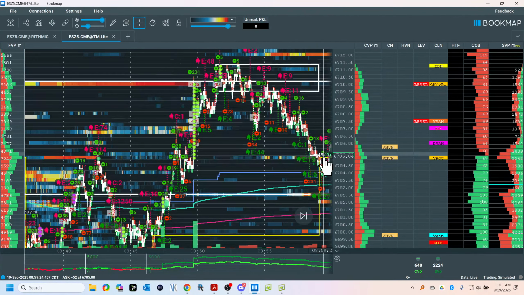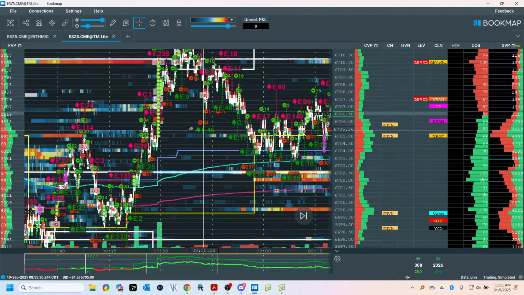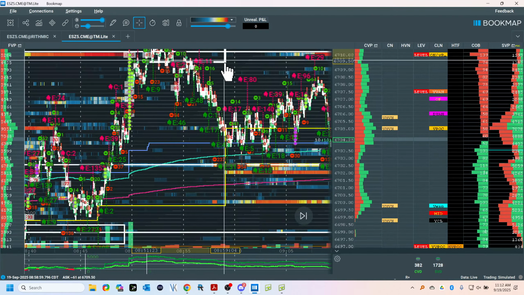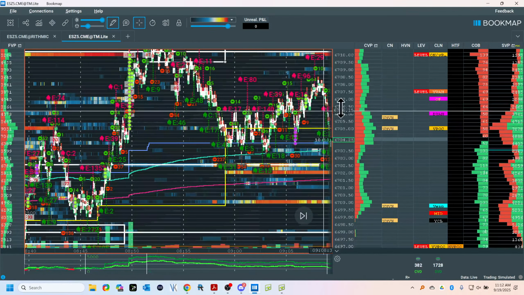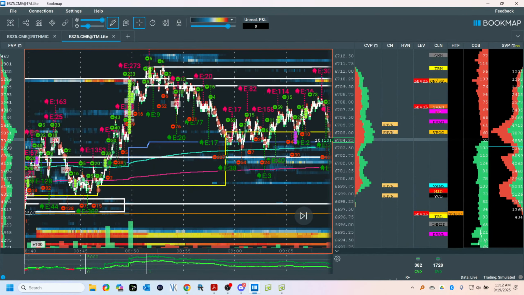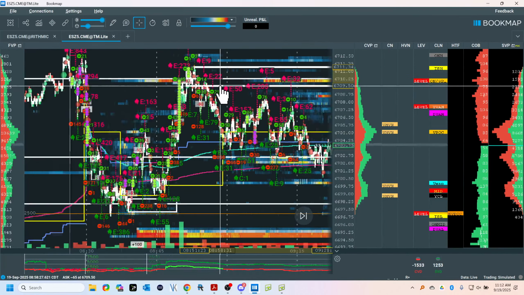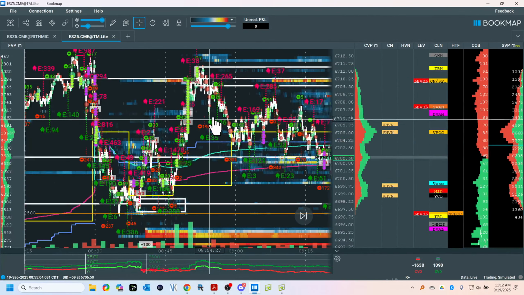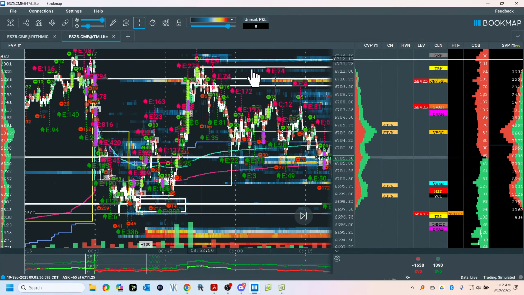Now it's here. Variable high volume node. Watch the behavior. Now this is my resistance. I got to extend this thing. I'm waiting for Bookmap to actually get around to making some changes to these tools, so once we put this thing on, I don't have to keep coming back to it. So this right here, this is the problem.